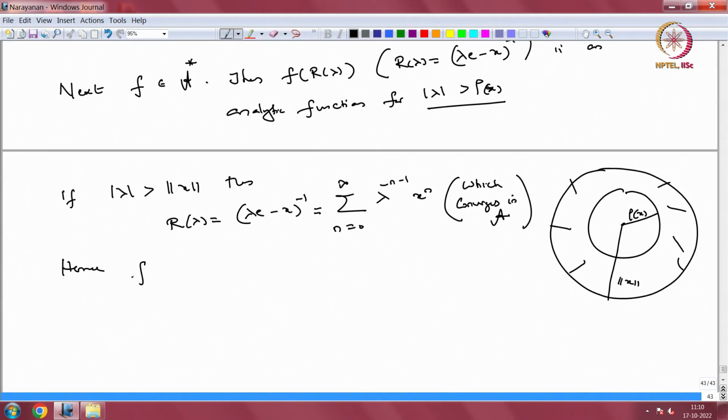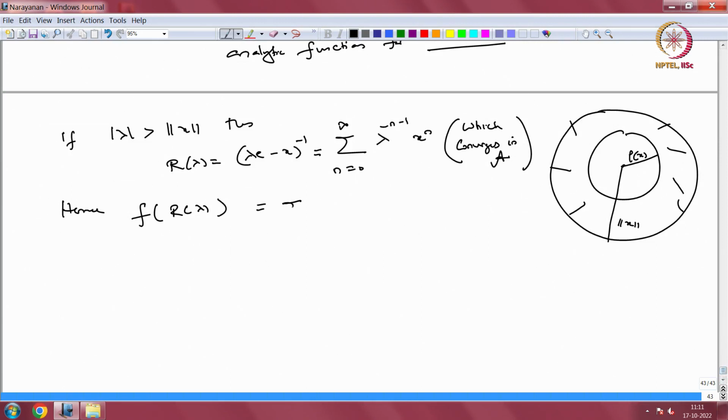So, hence f of R lambda, well, what would this be? Because the series converges in the norm, you simply apply f to it. If I apply f to the partial sums and then take the limit, that is because of continuity. So, this would be simply the sum n equal to 0 to infinity of lambda to the minus n minus 1 times f of x^n, because f is continuous. Okay. So, what have we got? This is for mod lambda greater than norm x.